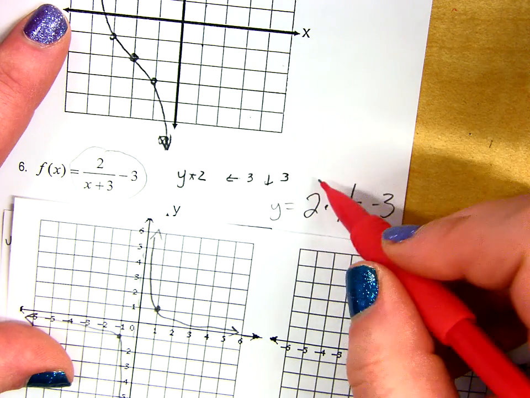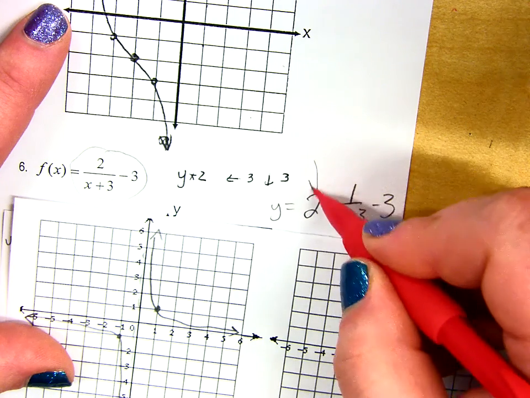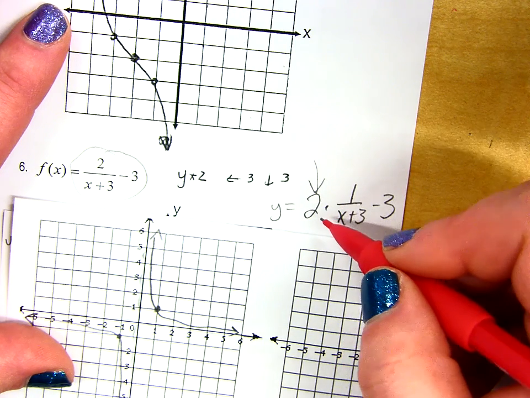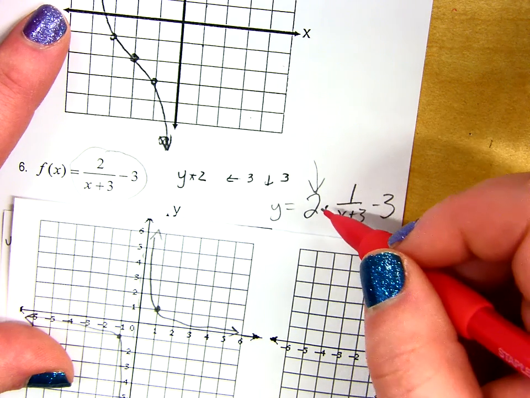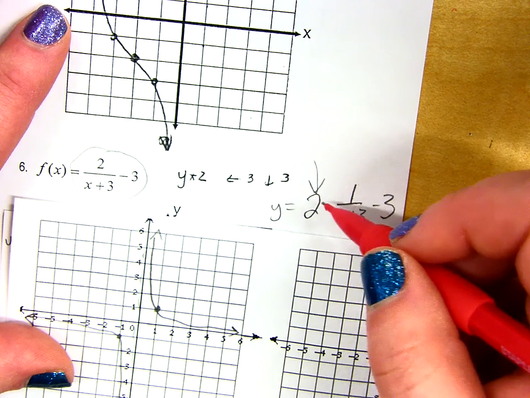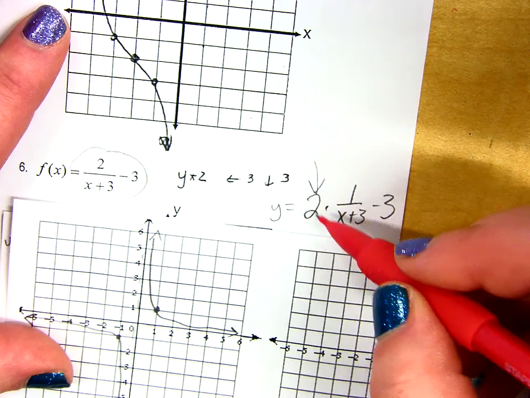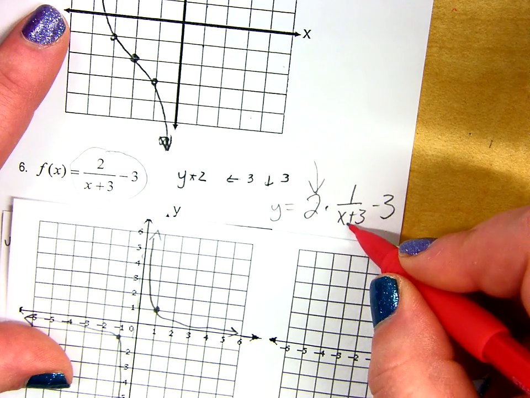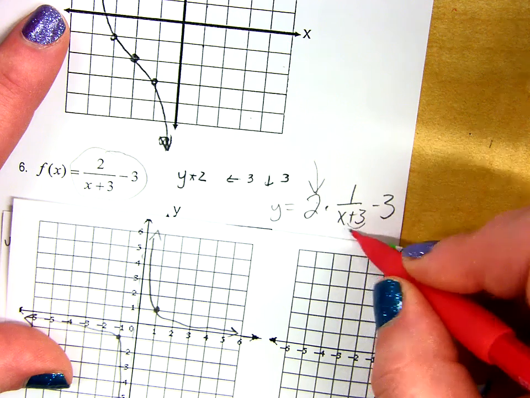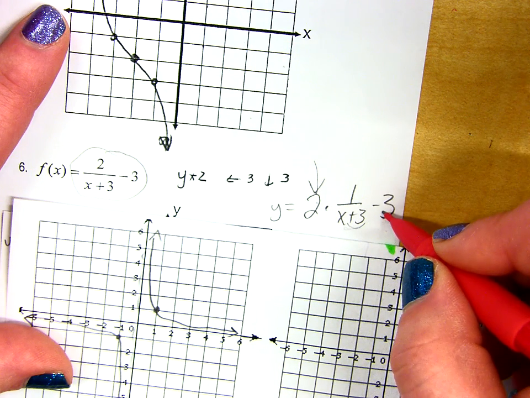So now it's easier, at least for me, to see that this 2 out in front, I'm really going to do what with it? Multiply all my y values by 2. So that's what that's indicating for me to do. So I'm going to multiply all the y values by 2, and then I'm also going to shift it left 3, down 3. Okay?